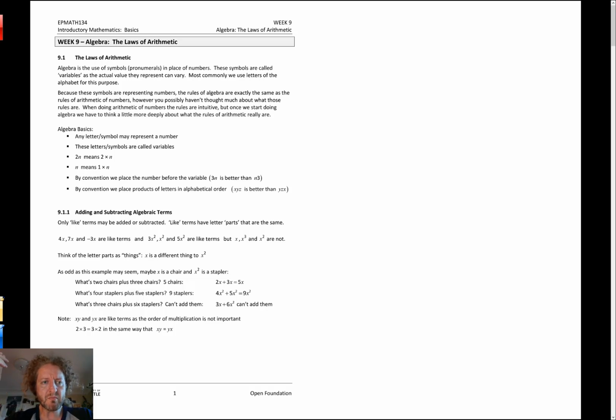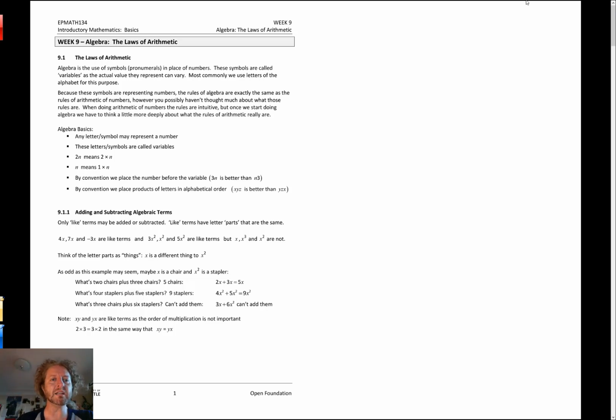So, we need to look at the laws of arithmetic that happen with algebra, and it's going to be exactly the same as the laws of arithmetic that happen with numbers, because algebra still is numbers. Anytime we're confused by an algebraic statement, we can think, well, that's just a number. I can pretend x is 5, just to see how it makes sense. We'll get into that more.